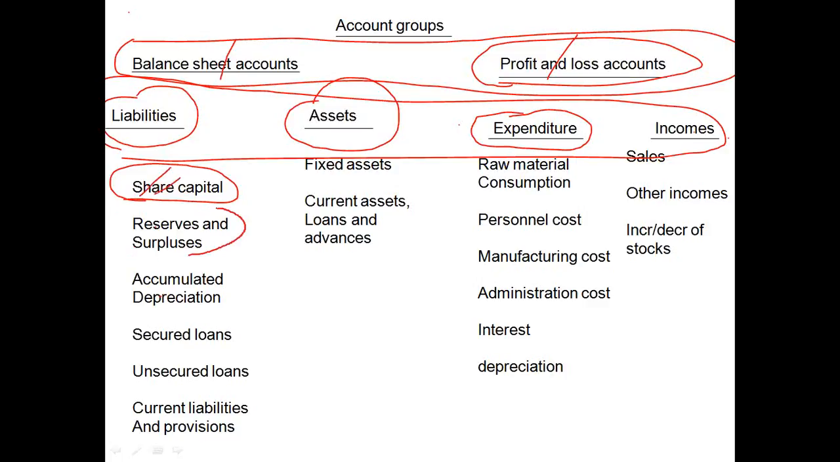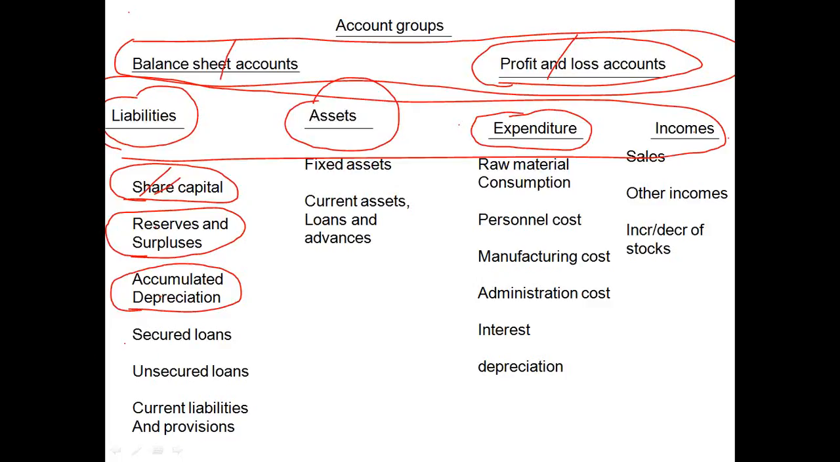Then reserves and surpluses can be another account group. In that case, general reserve, dividend equalization reserve, sinking fund reserve, investment reserve, capital reserve. So all the GL accounts relating to reserves are created under the reserves and surpluses account group. Then accumulated depreciation can be created as another account group, meaning accumulated depreciation on plant and machinery, accumulated depreciation on buildings, accumulated depreciation on vehicles. Like that, the accumulated depreciation accounts on all the fixed assets are created under this account group.